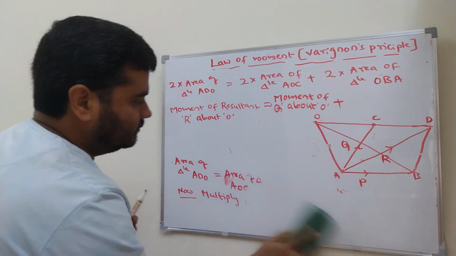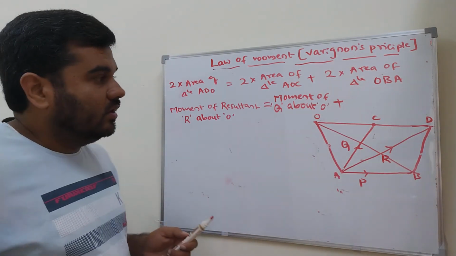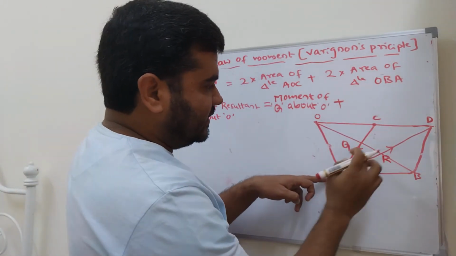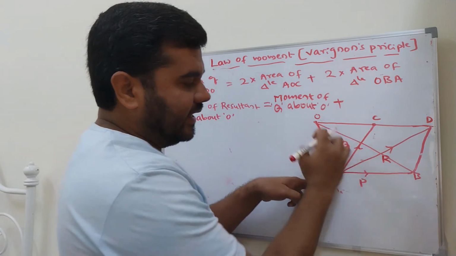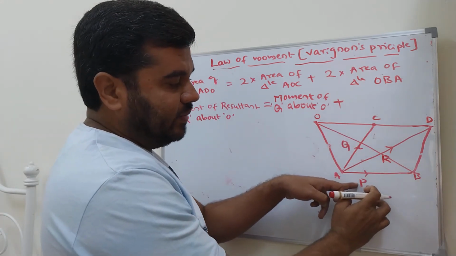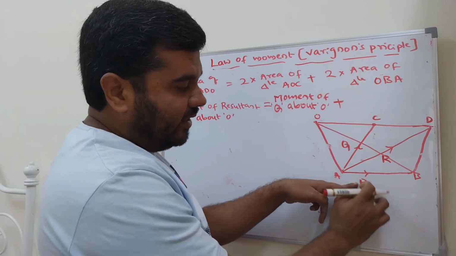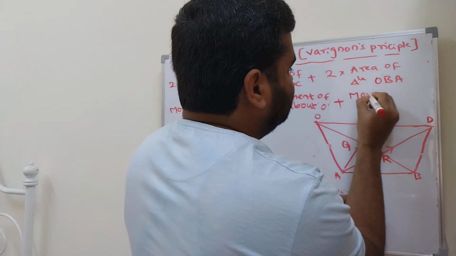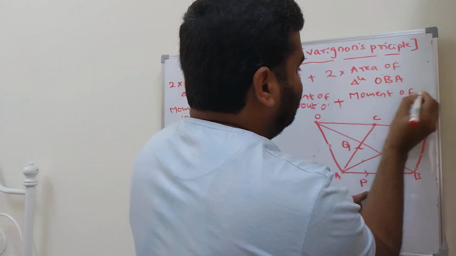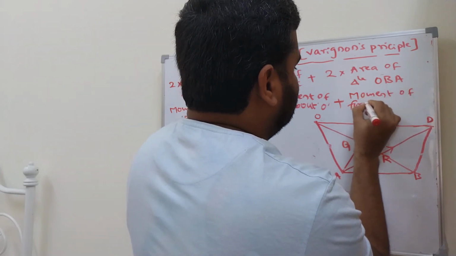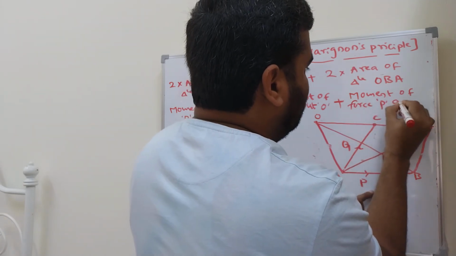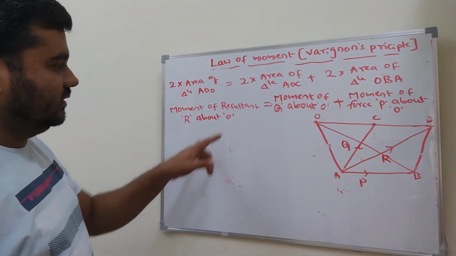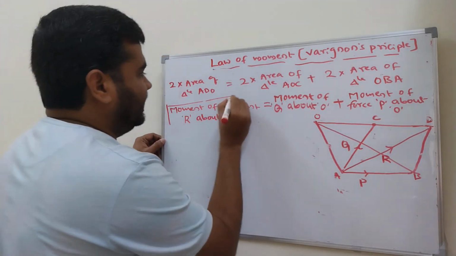Plus, the moment of the next one, OBA. Where is OBA? This is O, B and A. This is the triangle. For this triangle, which force is there? This is P. It means I can write the moment of force P about O. That is the moment of force P about O. Okay, this is how we need to prove the total resultant here.